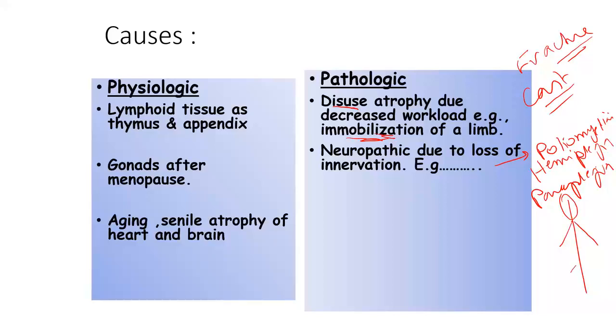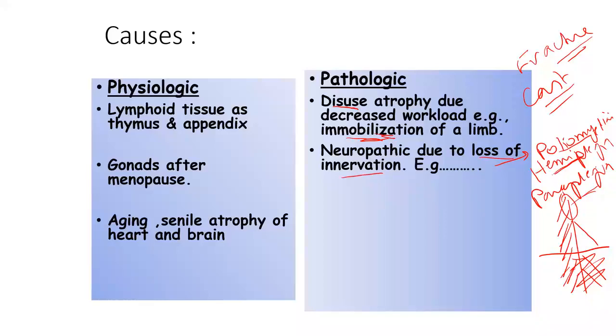This is called paraplegia. Poliomyelitis is a viral infection causing paralysis of the muscle of a limb. In hemiplegia or paraplegia, in all kinds of paralysis, I have loss of innervation to the muscle, and this loss of innervation will lead to atrophy of the muscle. So neuropathic atrophy occurs due to loss of innervation.